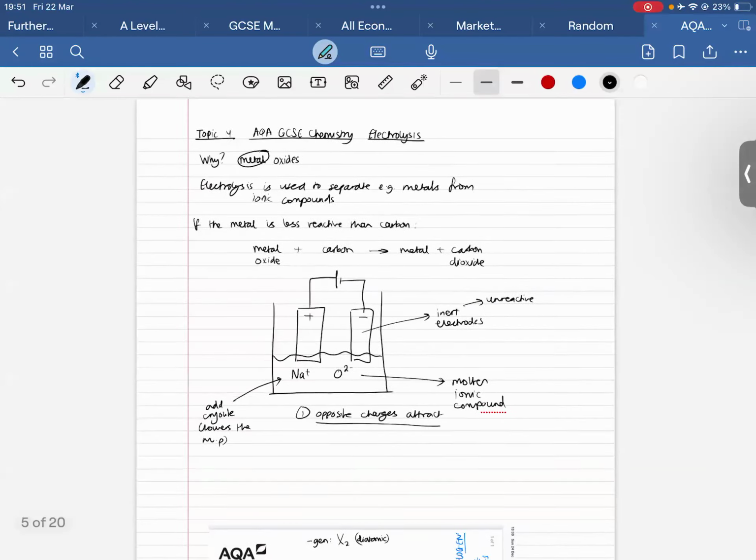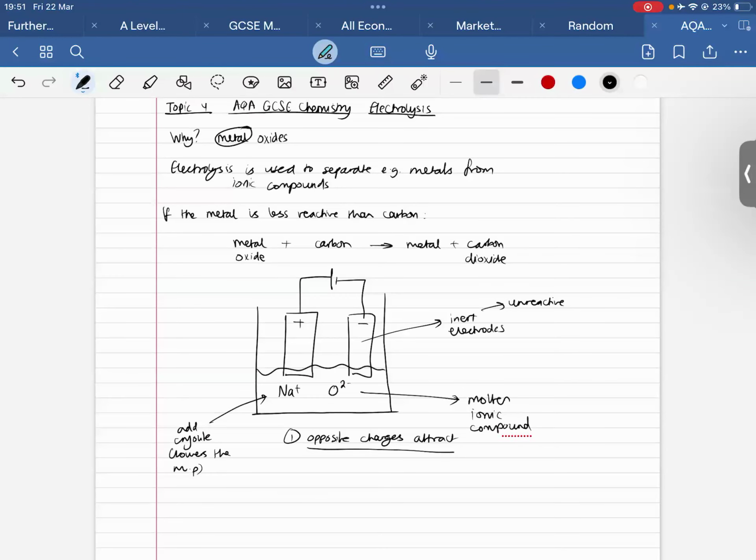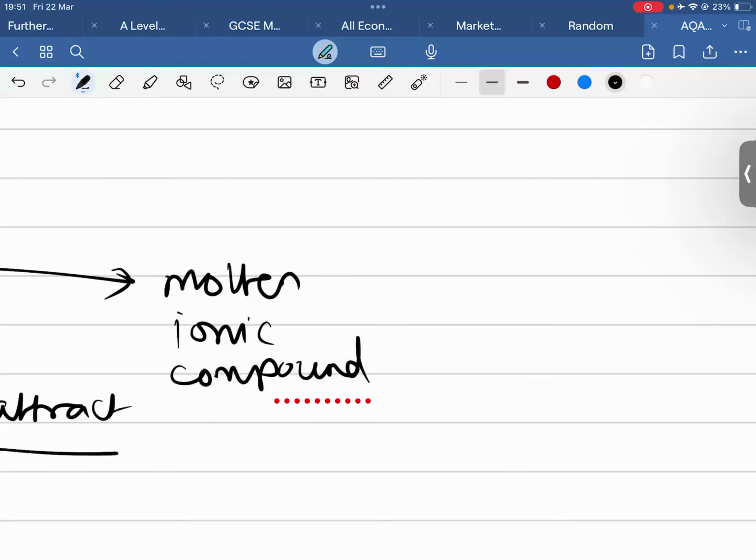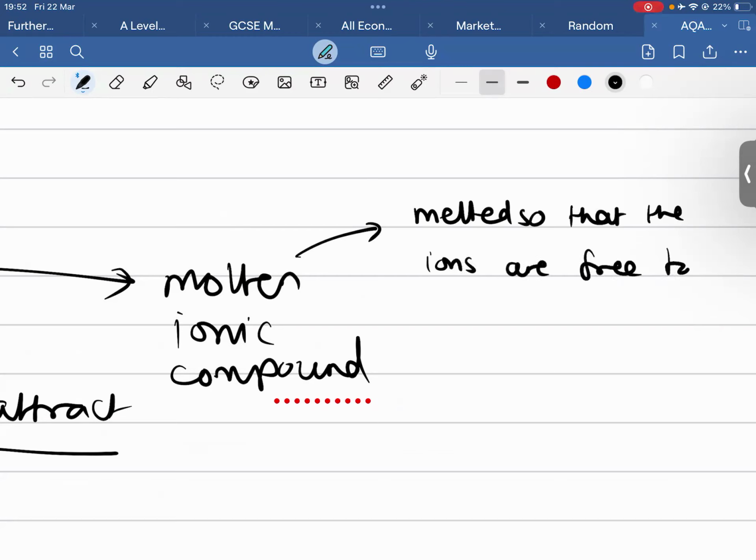The next thing that is important is that we've just done electrolysis of molten ionic compounds. So why is it molten? It's been melted so that ions are free to move. If it was solid, then the ions can't move to the electrode in the first place. So electrolysis won't be possible. So they might ask you, why is it molten?